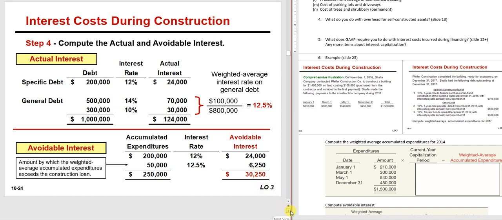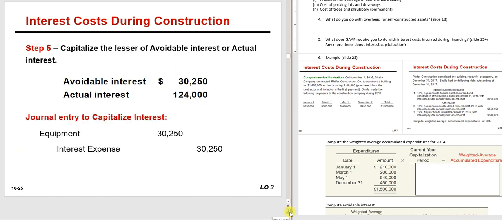That's our avoidable interest. So our actual interest is the interest we actually paid. Our avoidable interest is the interest on the weighted average. I'm trying to think of a time when this would be less than this, but it's not coming to me. So I'm going to capitalize the lesser of the avoidable interest or the actual interest. So I add the avoidable interest to the project.